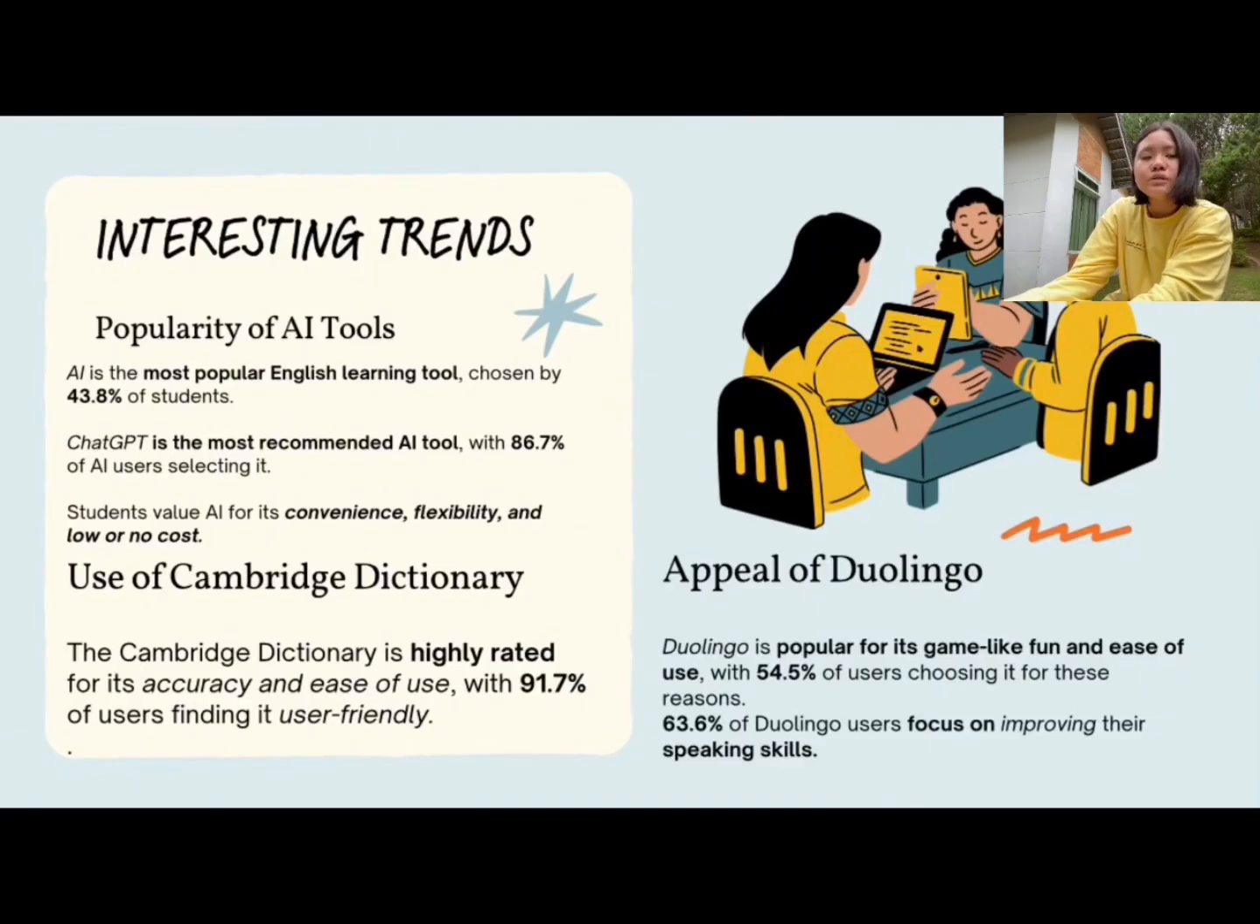Use of Cambridge Dictionary. The Cambridge Dictionary is highly rated for its accuracy and ease of use, with 91.7% of users finding it user-friendly. So the last one is appeal of Duolingo. Duolingo is popular for its game-like fun and ease of use, with 54.5% of users choosing it for this reason. 63.6% of Duolingo users focus on improving their speaking skills.